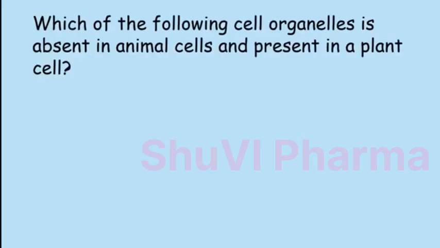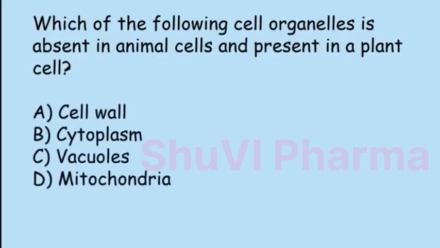Which of the following cell organelles is absent in animal cells and present in a plant cell? Cell wall, cytoplasm, vacuoles, mitochondria. The correct answer is option A. Cell wall cell organelle is absent in animal cells and present in a plant cell.